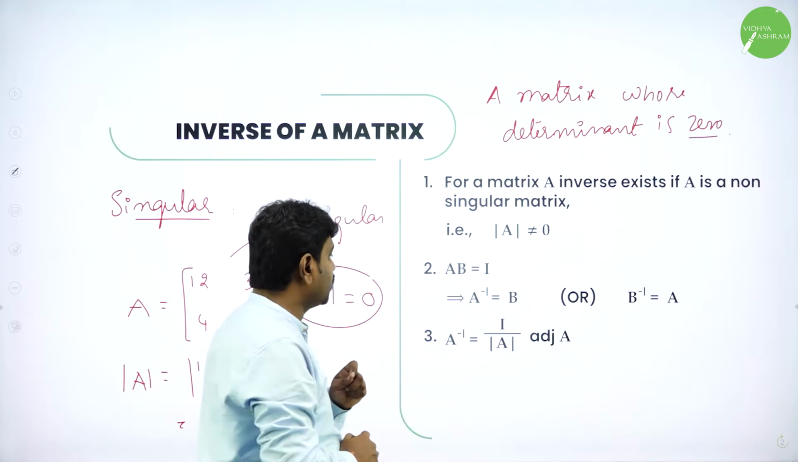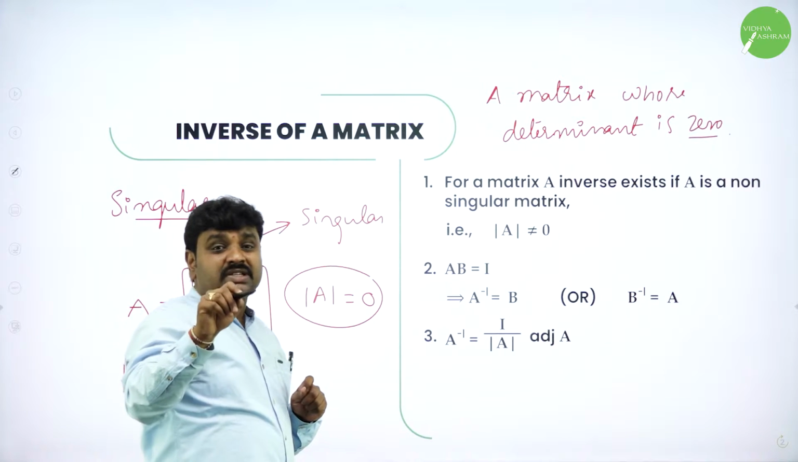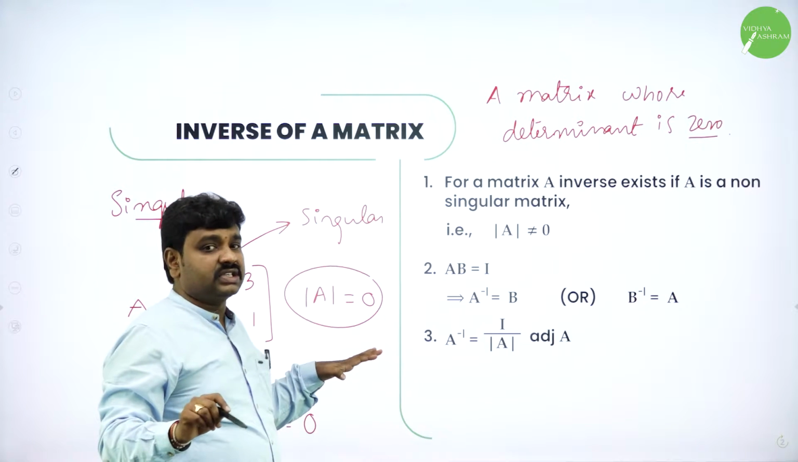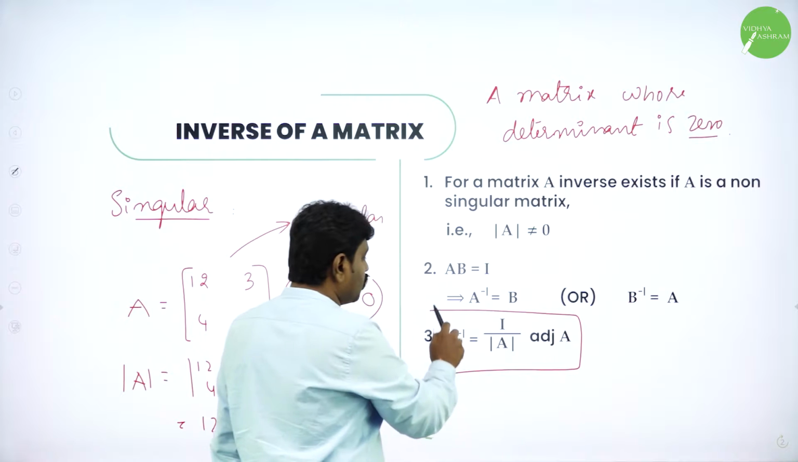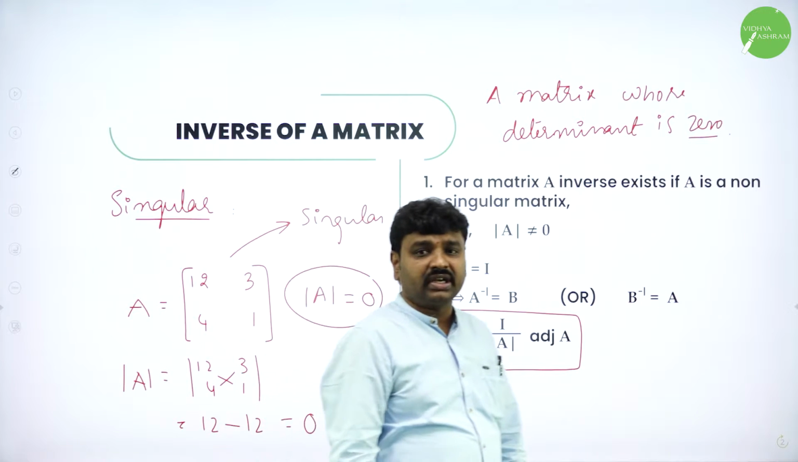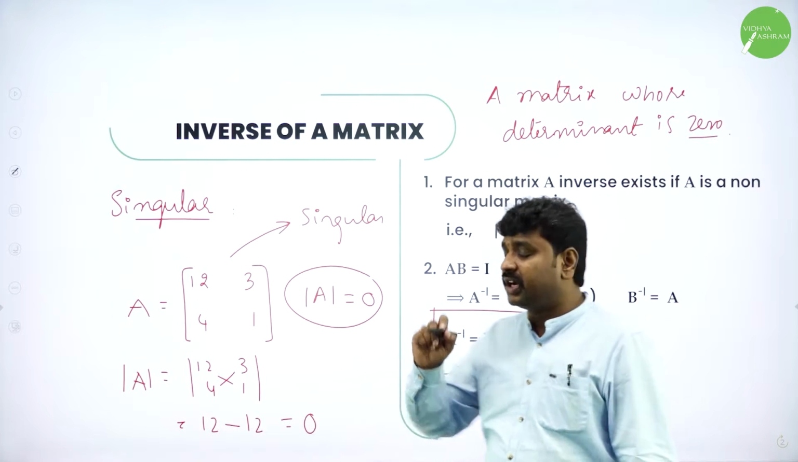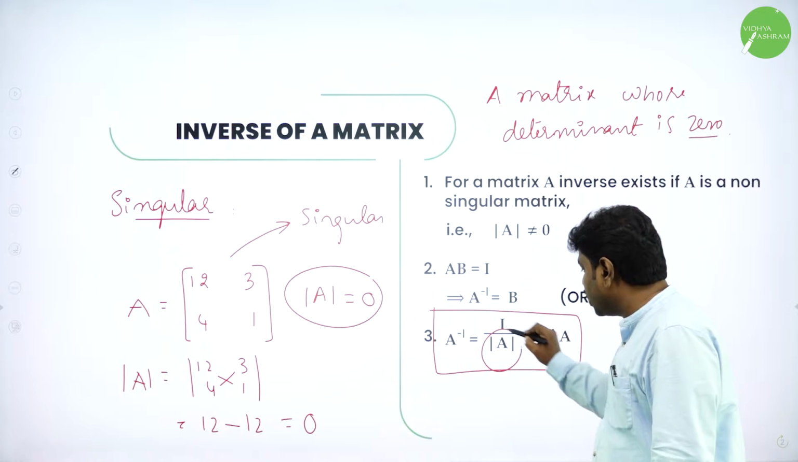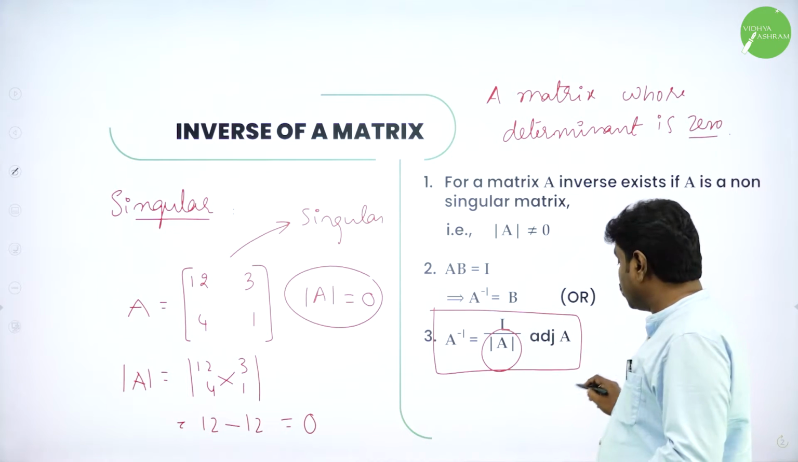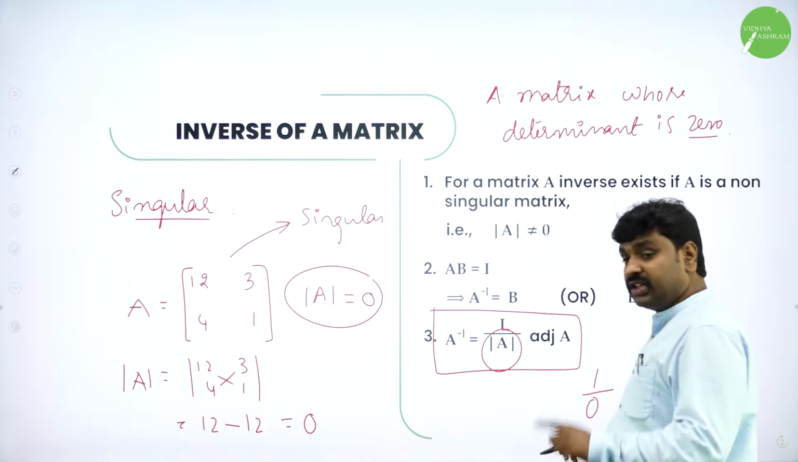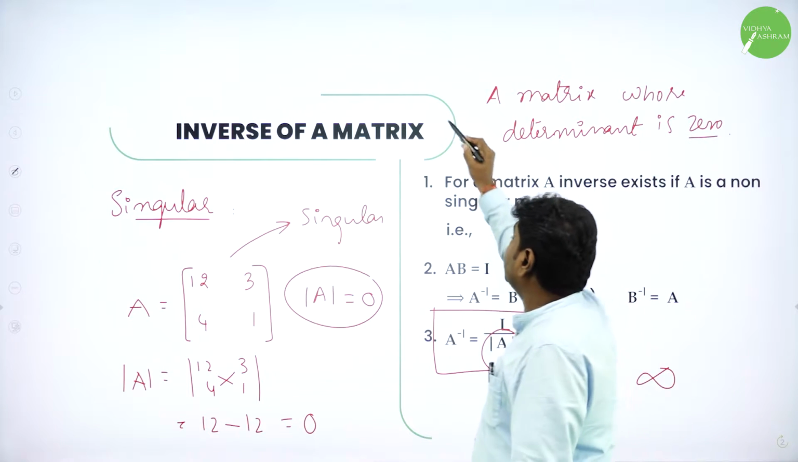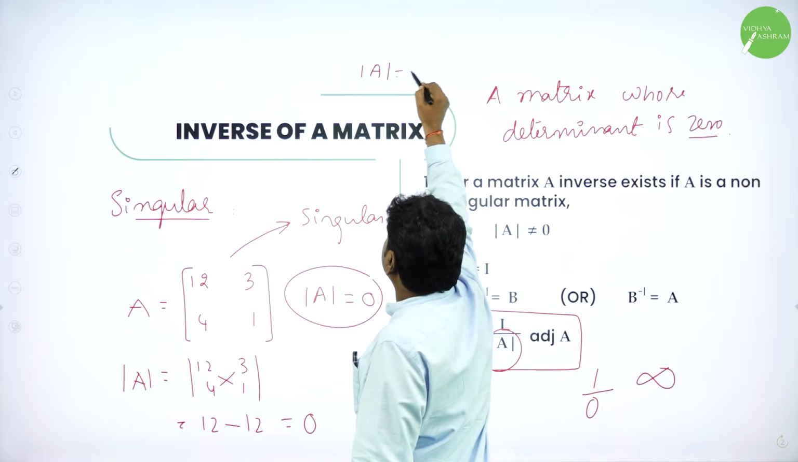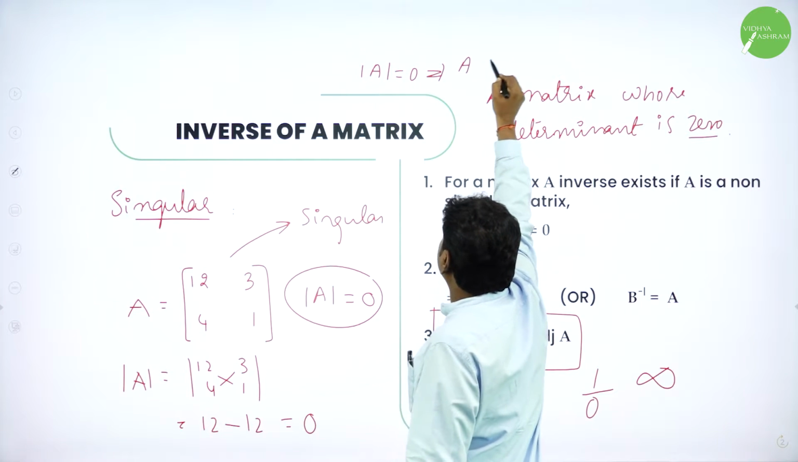Now coming to the point, if any matrix is singular, inverse does not exist. Why? Because to find inverse, we have the formula: inverse is 1 by determinant A into adjoint A. So determinant is in the denominator. If determinant is 0, anything by 0 is what? Not defined. Therefore, if determinant is 0, matrix A is singular and its inverse does not exist.